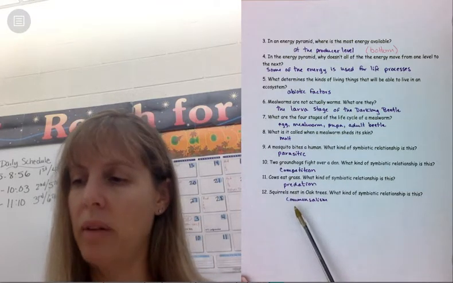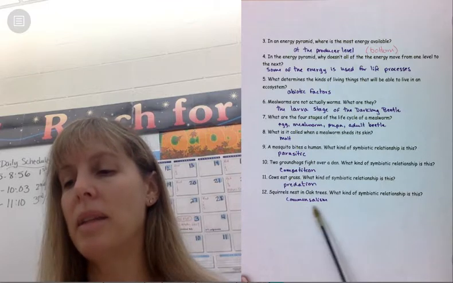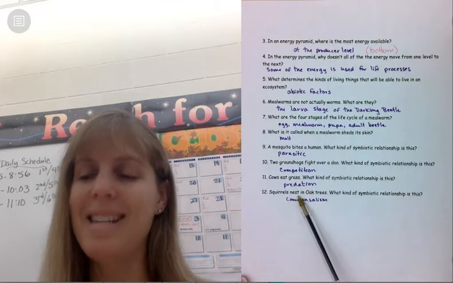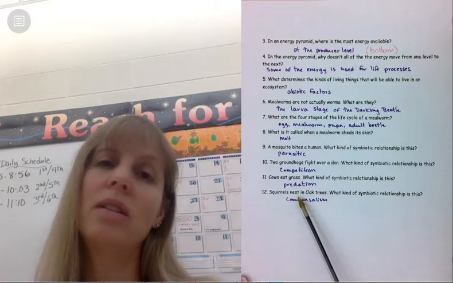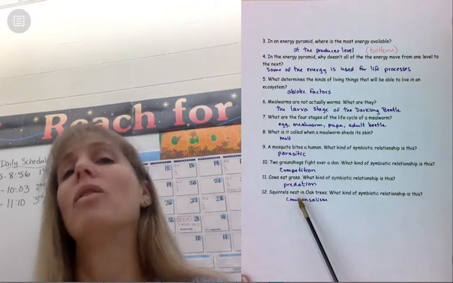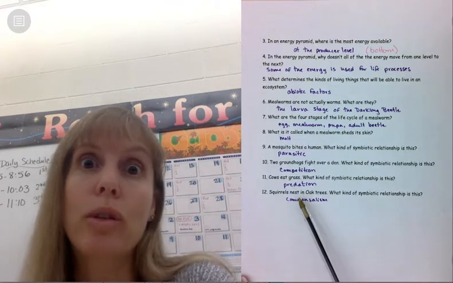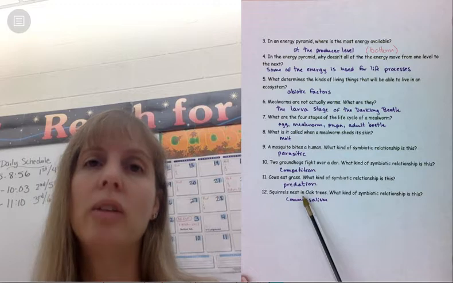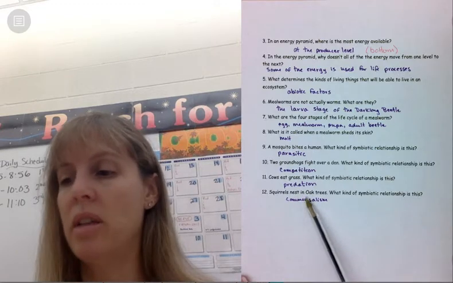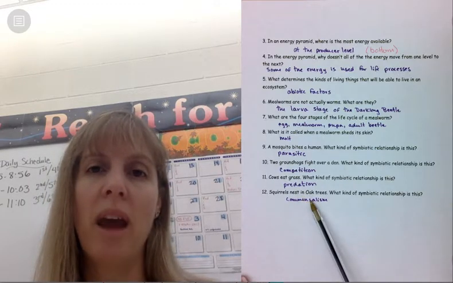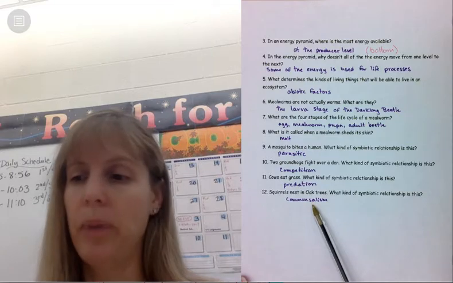What kind of symbiotic relationship is this? It is commensalism if you're talking about squirrels nesting in the oak trees. The oak trees are not harmed at all. As a matter of fact, they don't even care that the squirrel is there, okay? And the squirrel is benefiting from the oak tree providing a home for them, okay, and food.